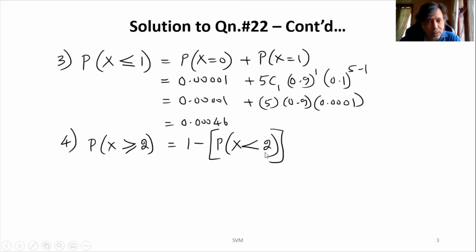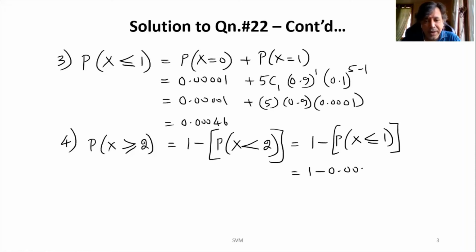If it is less than or equal to 2, then I can consider 2. But here it is only less than, so that means 2 is excluded. That means I can rewrite this as 1 minus probability of X less than or equal to 1. I can consider 1 also, and anything less than 1. Why I am doing that? So that I can substitute this value. So this will be 1 minus 0.00046. So if you calculate, that will work out to 0.99954.